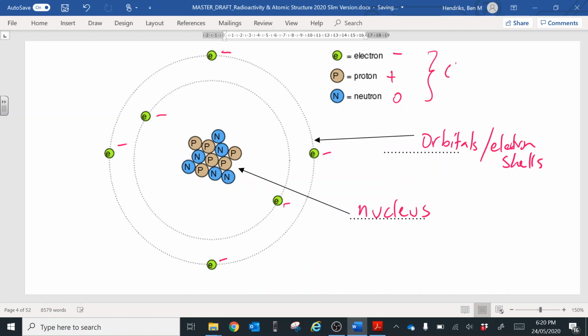So I've just written in here electric charge. Oh gee, I'm struggling to write today. Electric charge, out of practice.